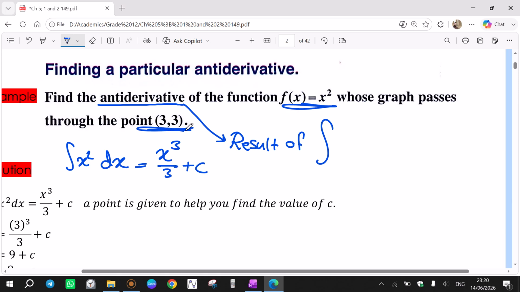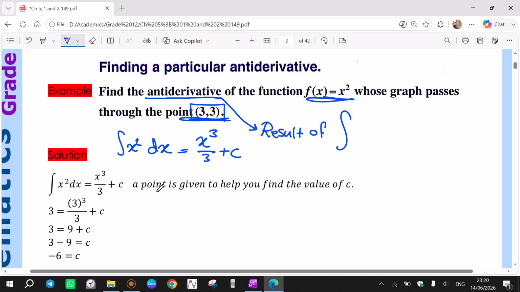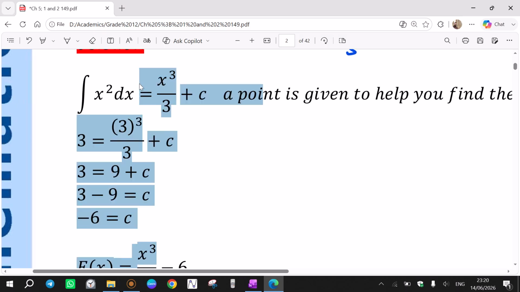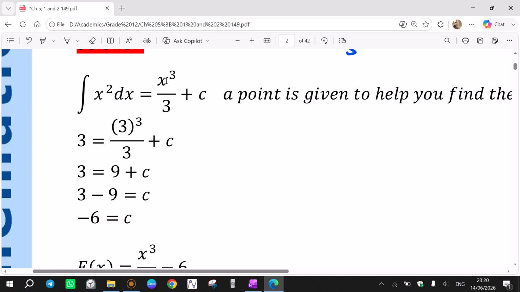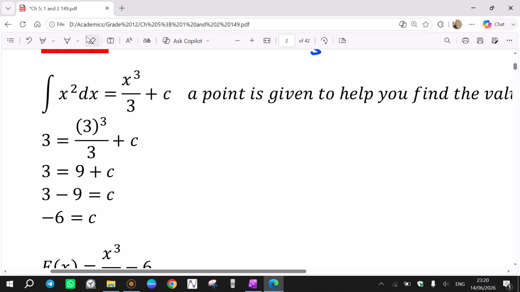Whenever you see a point given in a question and it's asking for antiderivative, the purpose of this point is to find c. Let's read it out. X power 2 becomes x power 3 over 3 plus c. A point is given to help you find the value of c. Okay? The point is given (3, 3). This 3 is input, it's x. The other 3 is output, it's the result.